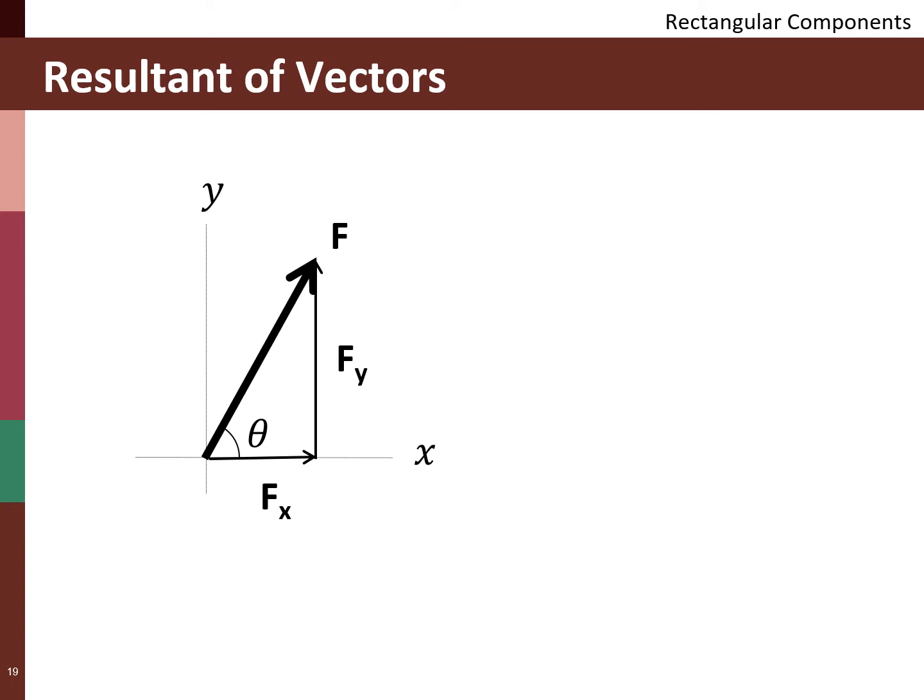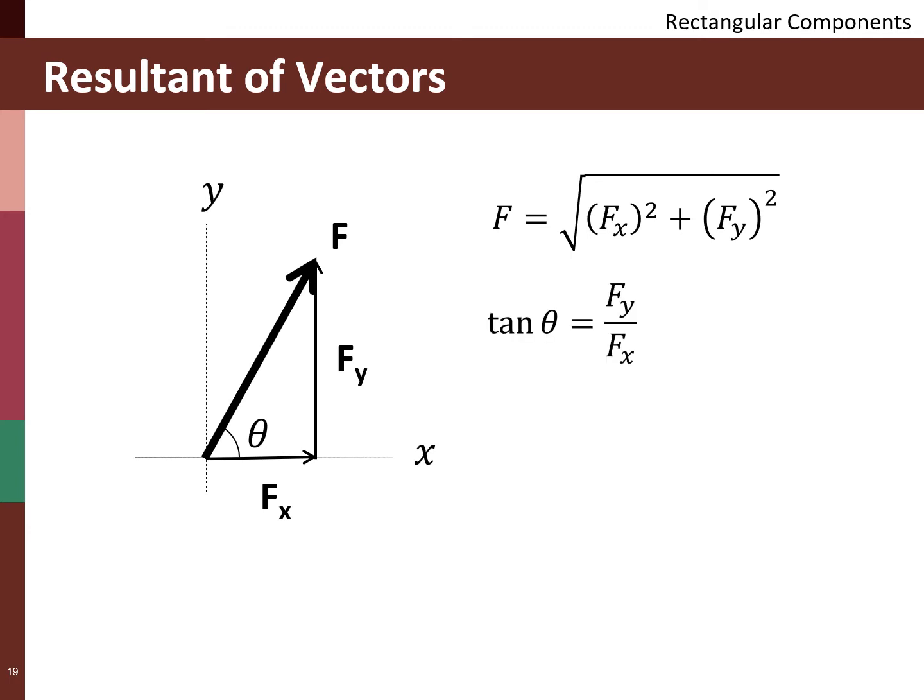Now suppose we are given the components and we are to get the magnitude and direction of the resultant. For a right triangle, we can use the Pythagorean theorem to solve the resultant F, which is equal to the square root of F sub x squared plus F sub y squared. The tangent of theta is equal to F sub y over F sub x, so that the direction theta is equal to the inverse tangent of the absolute value of F sub y over F sub x.